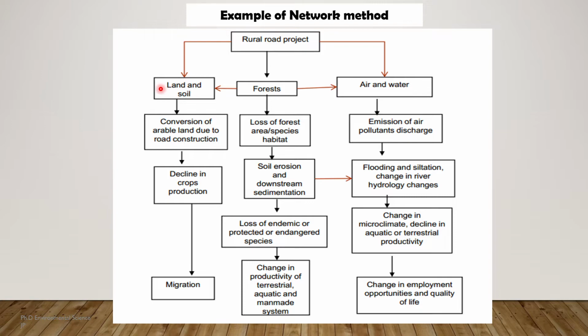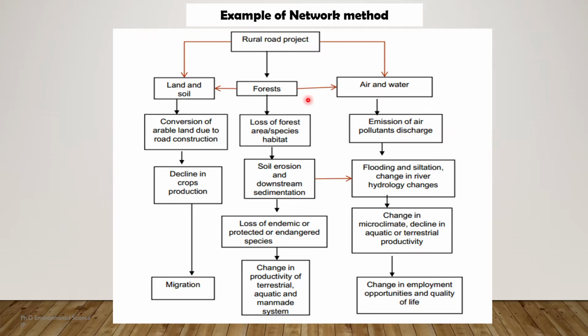Now you can see the road project has an impact on land and soil. Then further, what is the impact of it? It leads to the conversion of arable land due to the road construction. Then it further leads to a decline in crop production. Then it further leads to migration, because the conversion of arable land reduces the area available for farming, leading to a decline in crop production and potentially causing migration as people move to find new livelihoods.